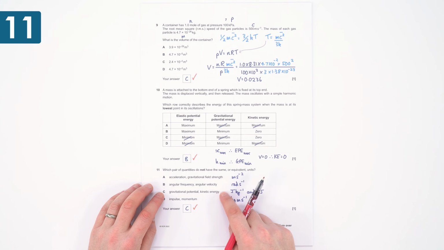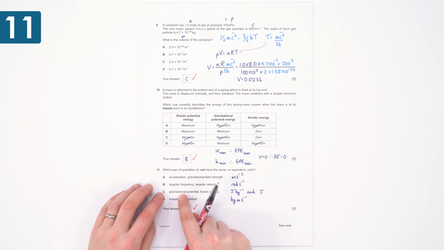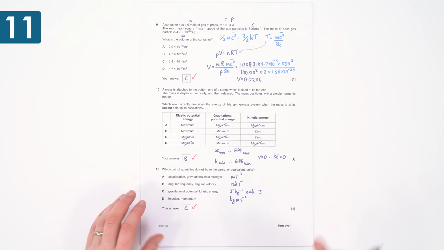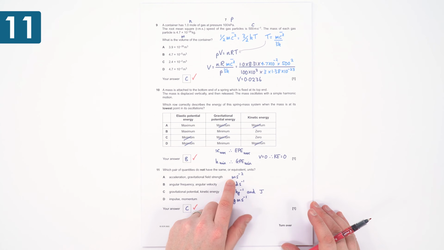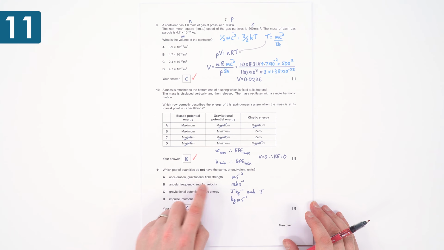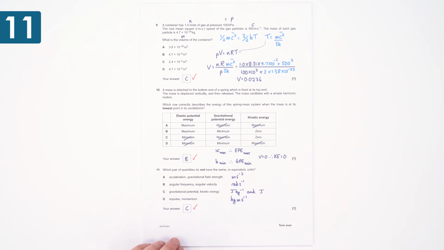This one caught out quite a few people. I think the reason for that might be that people assume that was gravitational potential energy. So acceleration and gravitational field strength have the units, or can be expressed in meters per second squared. Angular frequency and angular velocity both have the units of radians per second, but gravitational potential is the energy per unit mass, so it's joules per kilogram, whereas kinetic energy is joules, so they've got different units. And of course, impulse and momentum, kilogram meters per second or newton seconds. So here, the ones that don't have the same or equivalent units are these two, so the answer is C. I know that quite a few students found that tricky.